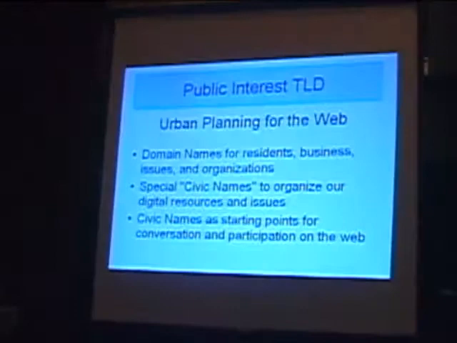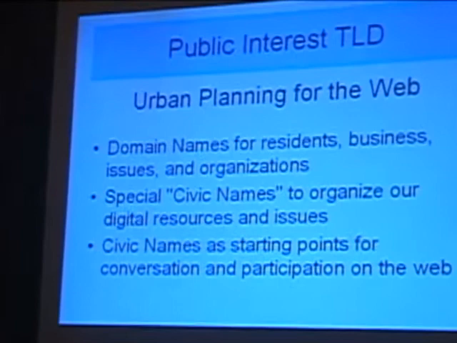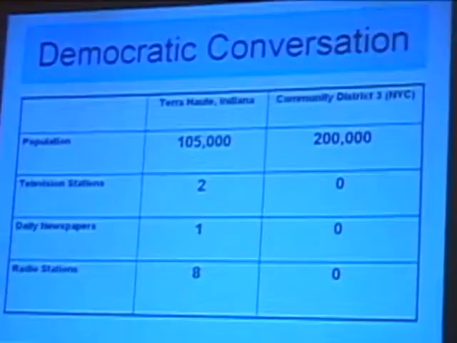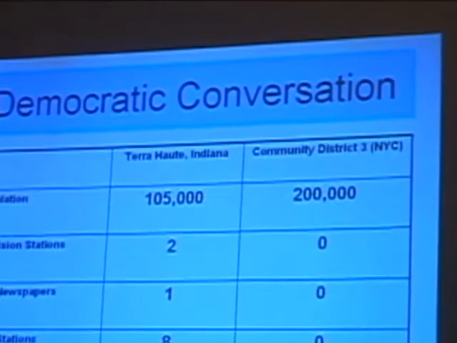We also see it as an urban planning tool, with domain names used for residents, for issues and organizations, civic names, which I'll talk about in a moment, as starting points for conversations and participation on the web. Also domain names for democratic conversation. Same thing, Astoria.com. How can we use that to create a space, maybe a media space, where people in Astoria can gather and discuss issues that are of concern to them? So civic applications are something that we're really interested in because we're a not-for-profit organization. And what we really want to do is make New York City a better place.